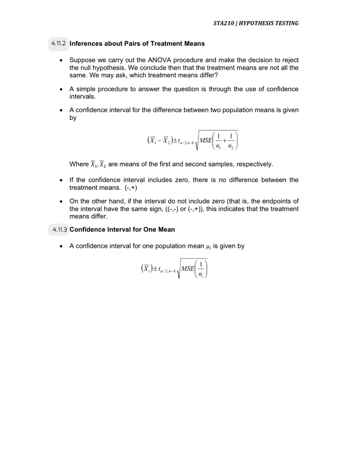Okay, now let's look into inference about pairs of treatment means. Suppose we carry out the ANOVA procedure and make the decision to reject the null hypothesis. When we reject, we can conclude that the treatment means are not all the same. Okay, meaning there is a difference between the treatment means, but which treatment means differ?